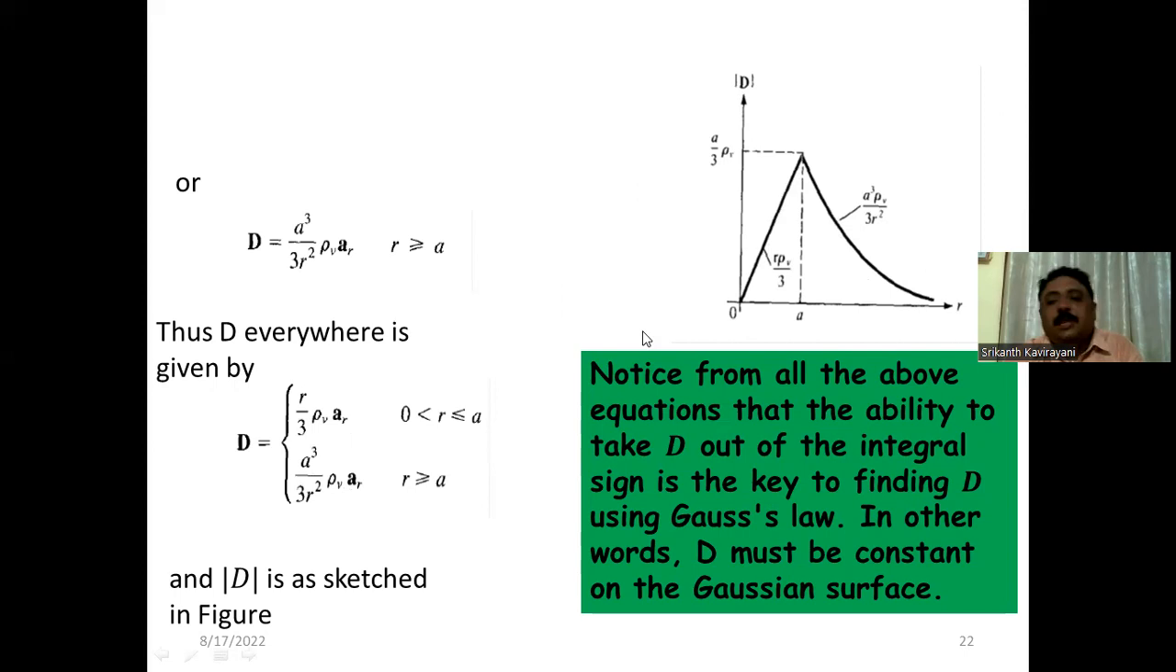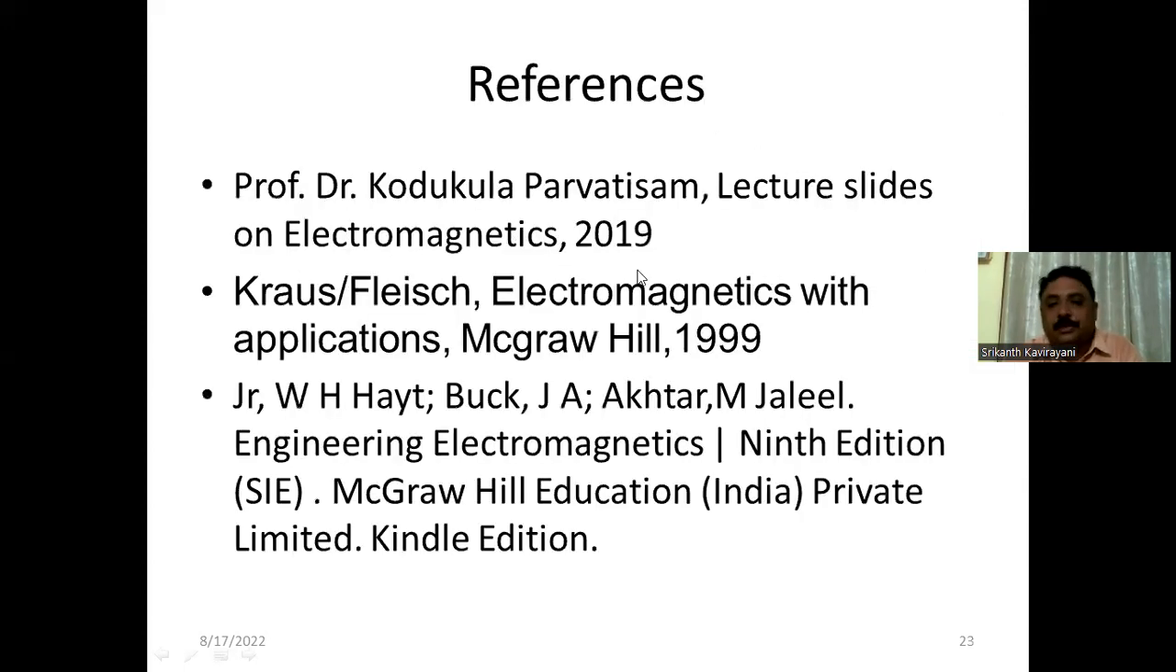And in other words, we can understand that D must be constant on the Gaussian surface based on this particular derivation. These are some of the references.